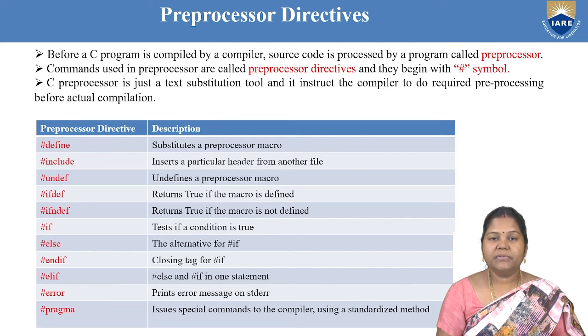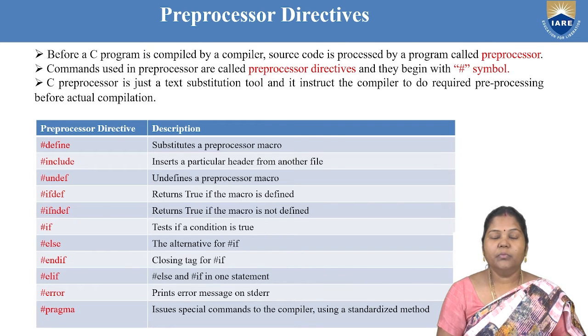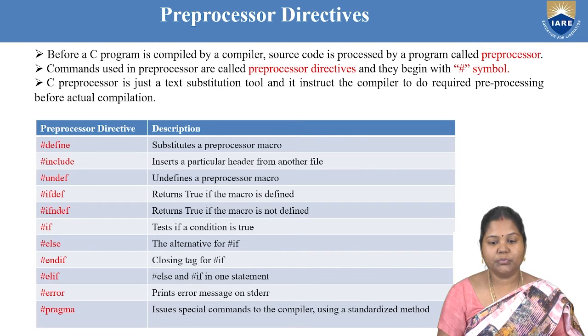The commands used for the preprocessor are called preprocessor directives, and they all begin with the symbol hash. We can also say the C preprocessor is a text substitution tool, and it instructs the compiler to do the required preprocessing before actual compilation. Let us see what the commonly used preprocessor directives in C language are.